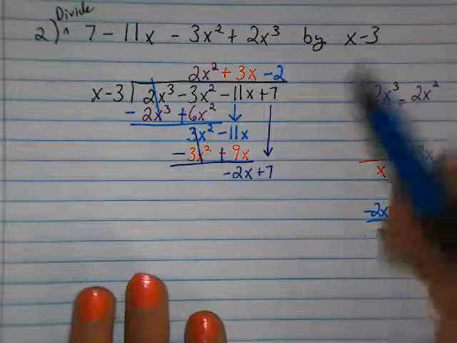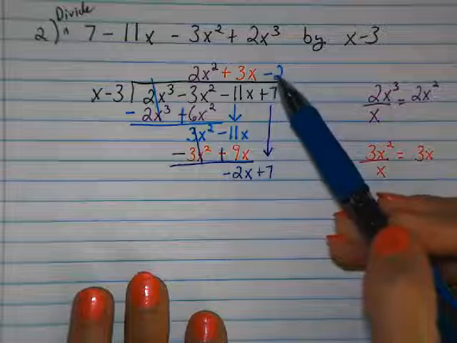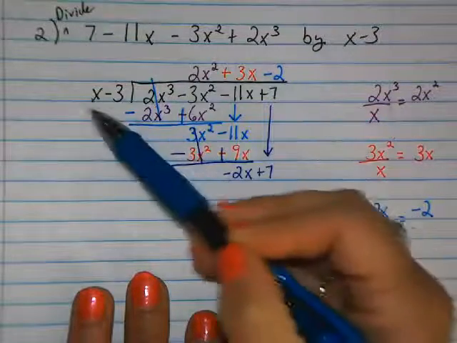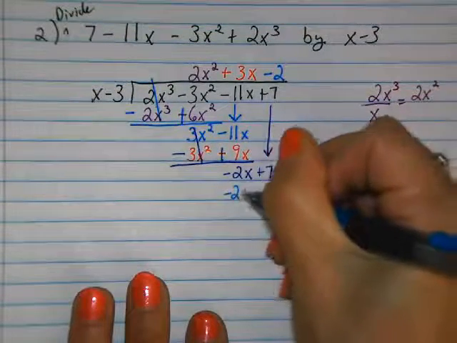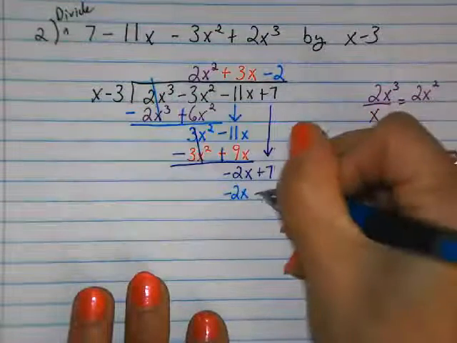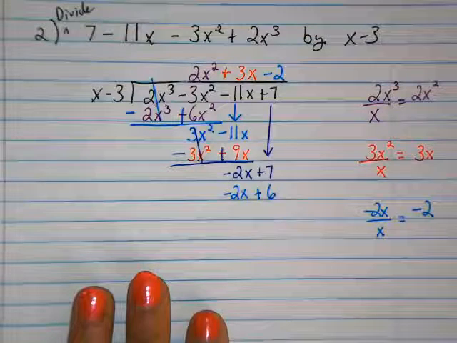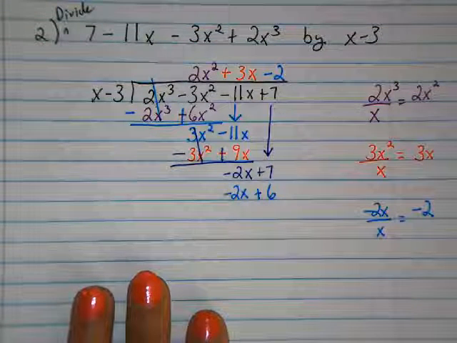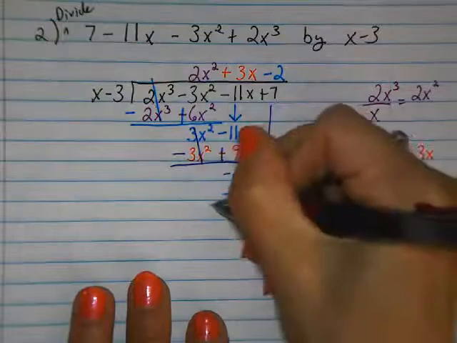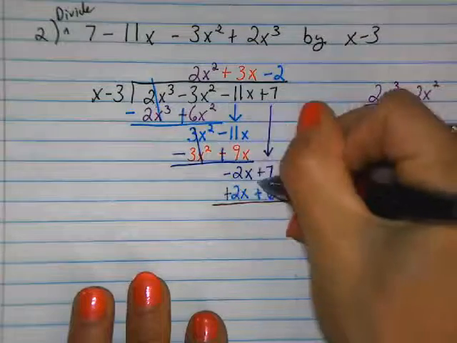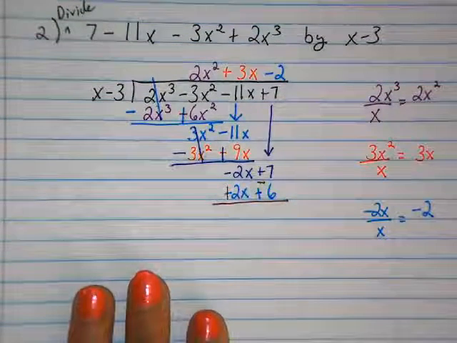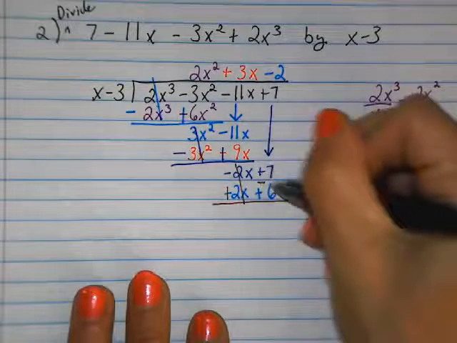Alright, let's multiply. Negative 2 times x, negative 2x. Negative 2 times negative 3 is positive 6. Running out of colors. Alright, here we go. Draw a line. Change your signs. 7 minus 6 is 1.